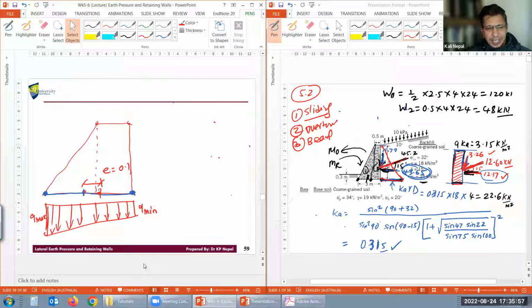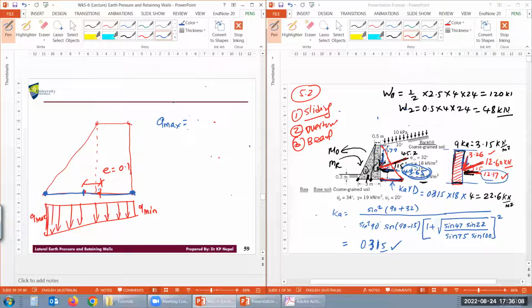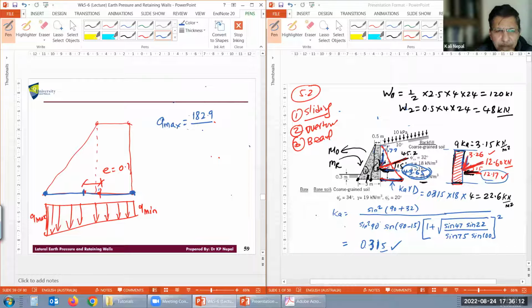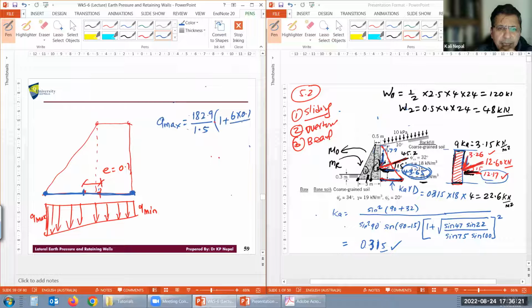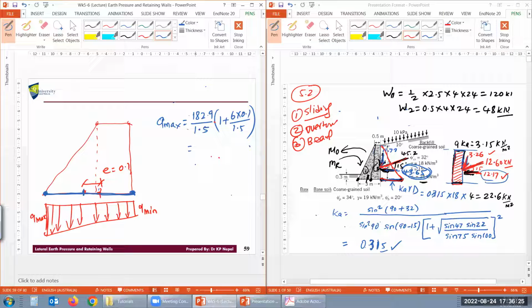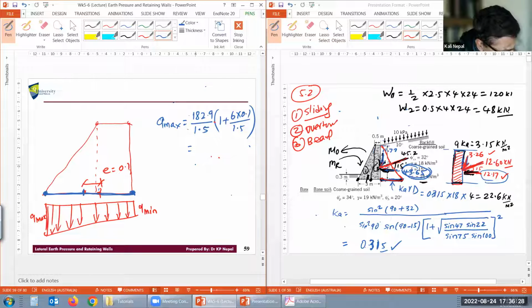So now Q max equals, okay, summation V, I removed that. So hopefully you guys can give it, right? So Q max equals, how much is the total vertical force? 182.9. Divided by B, right? B is the total width. Times 1 plus 6e, e we calculated 0.1, divided by B. Does that make sense? Can you calculate Q max now?